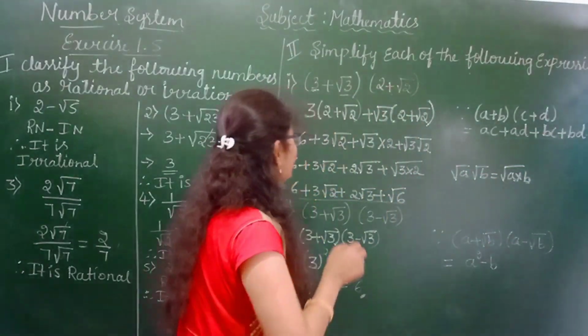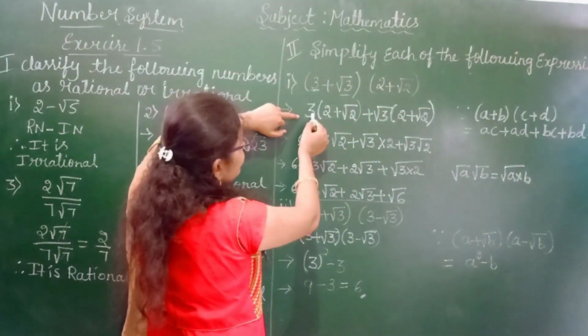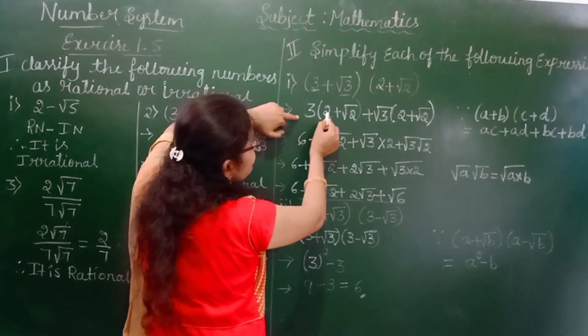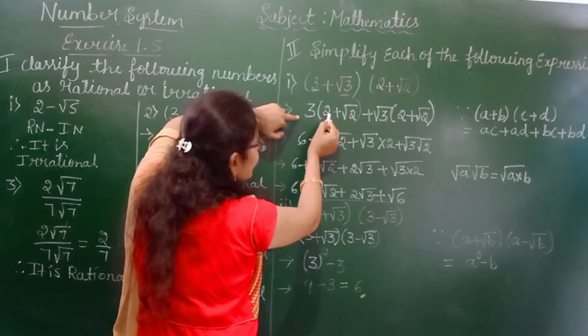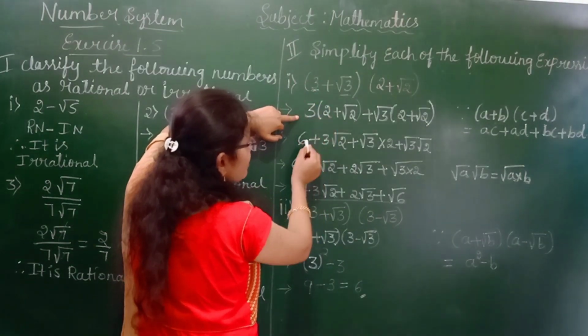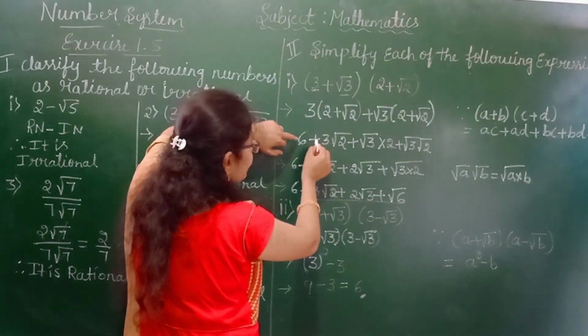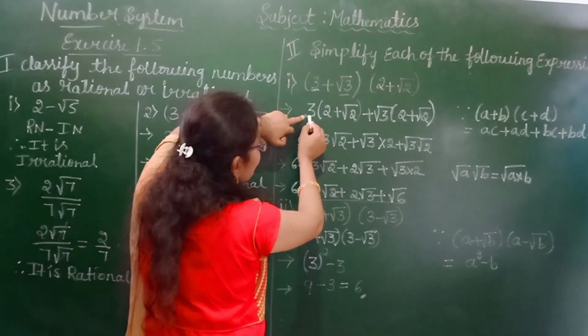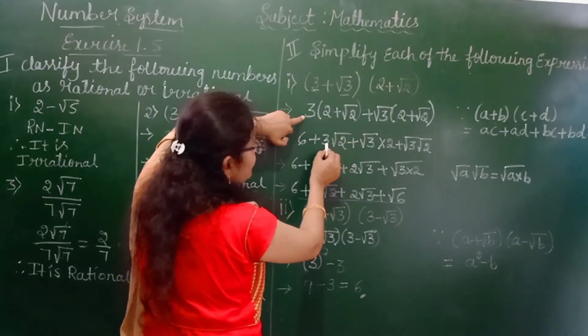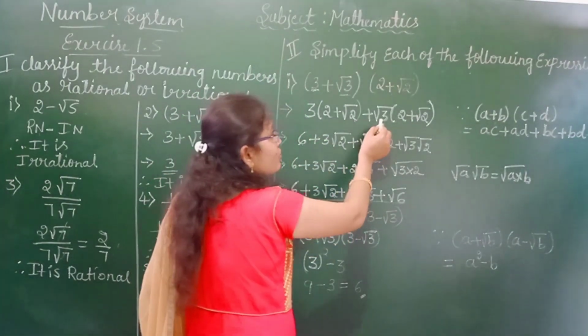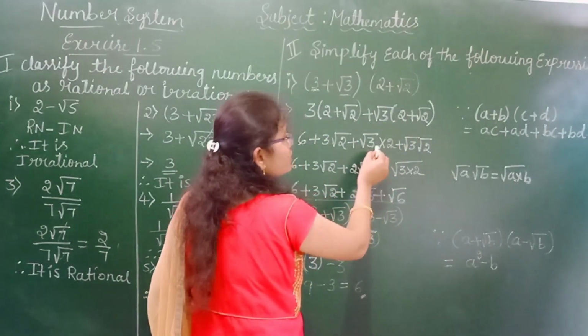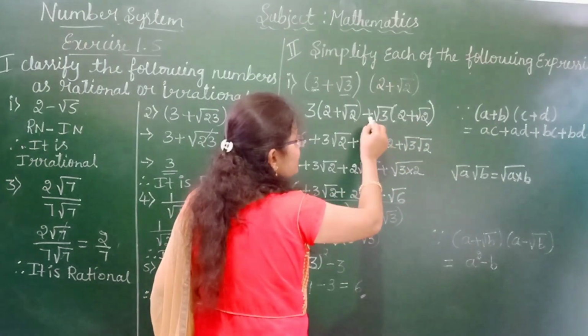Now when you multiply 3 with 2 plus root 2, what do you get? 3 into 2, 3 twos are 6, plus as it is. Then 3 into root 2 is equal to 3 root 2, plus as it is. Root 3 into 2 is equal to root 3 into 2, plus into plus.